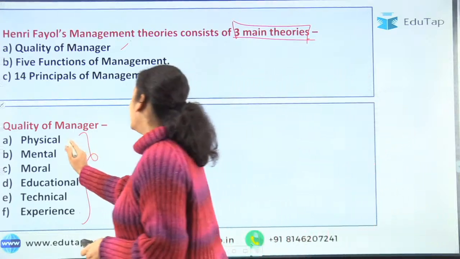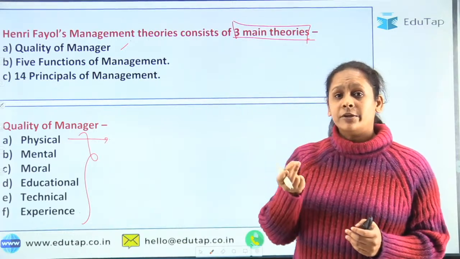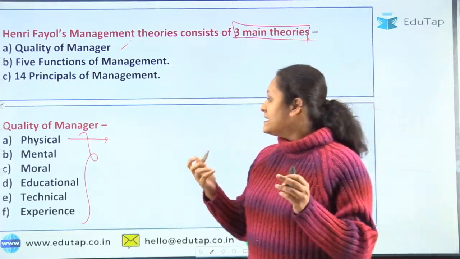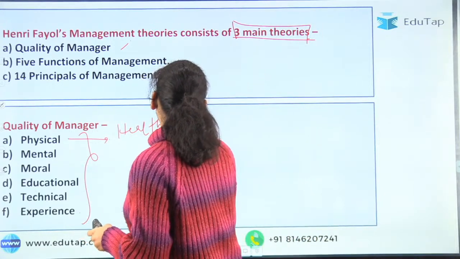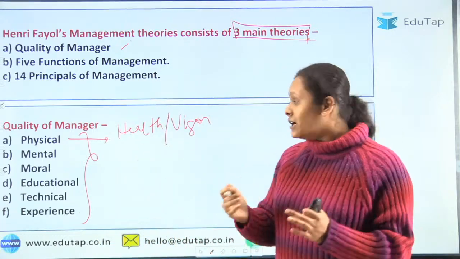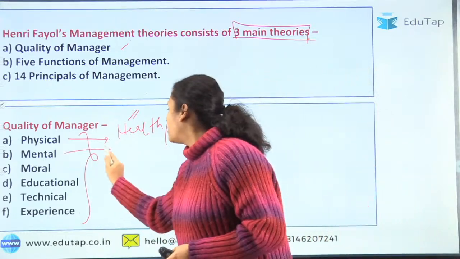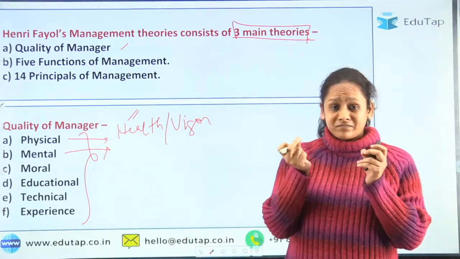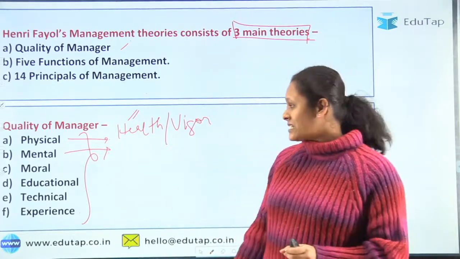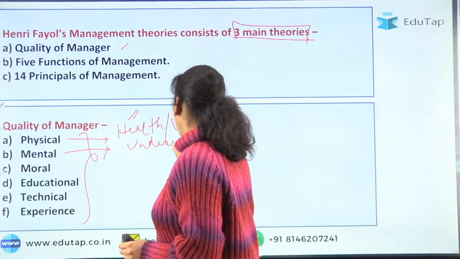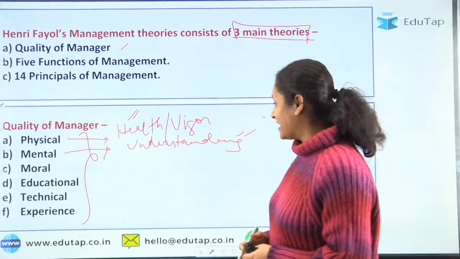The first quality is the physical quality. The first thing which should come to your mind when I say physical quality is a person's health or his vigor. So the person should be healthy enough to take up the task of the organization. The next quality was the mental quality. When I say mental quality, Henry Fayol simply meant that the manager should have a basic understanding of all the activities which are taking place within the organization.